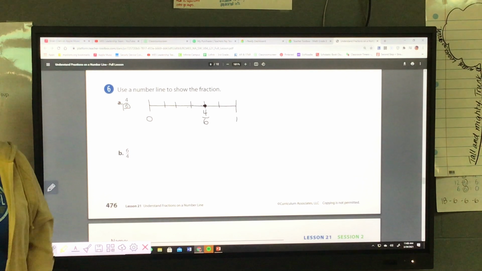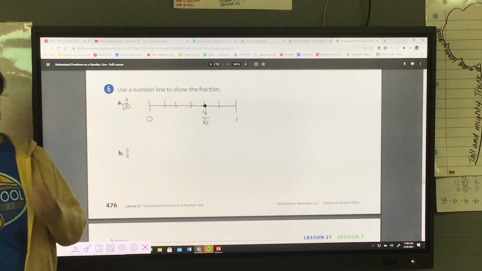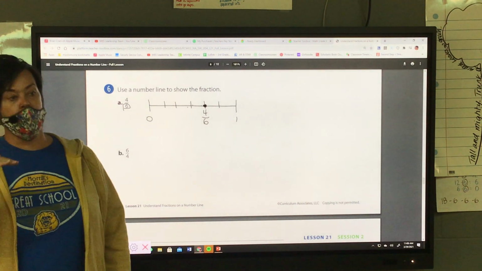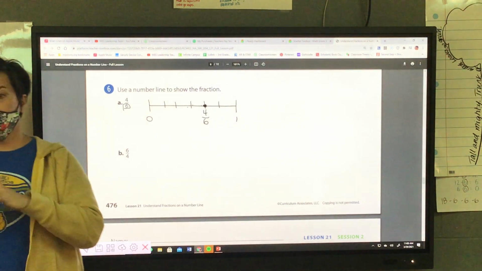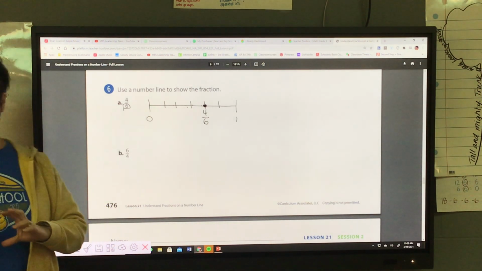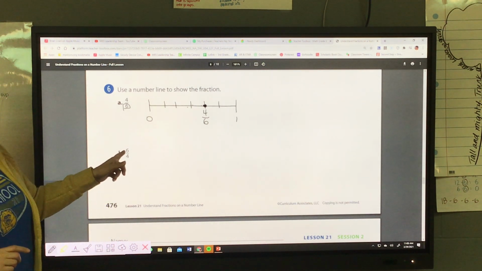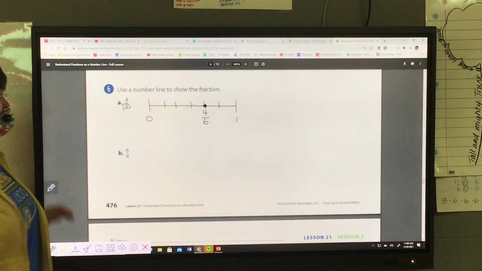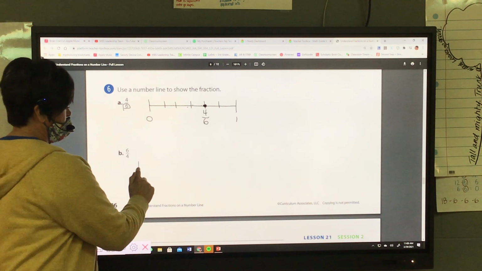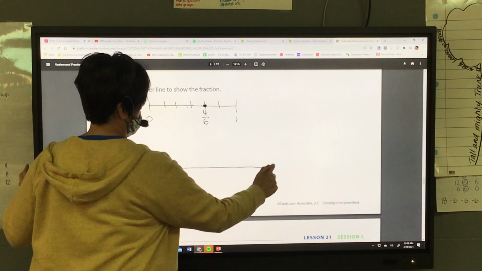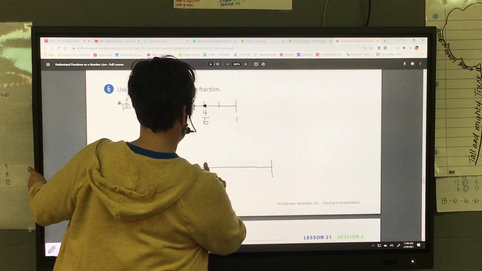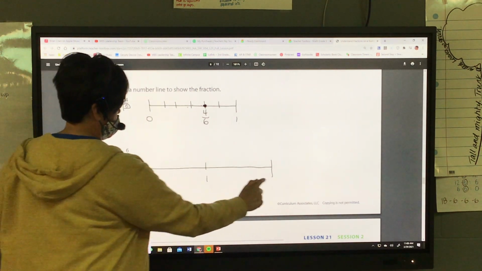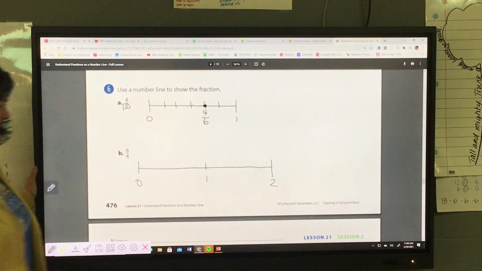Look at part B. What is this fraction? 6/4. So our numerator is larger than our denominator, right? So is it more than 1 whole? It is. So we need to make a number line that has 0, 1, and 2.